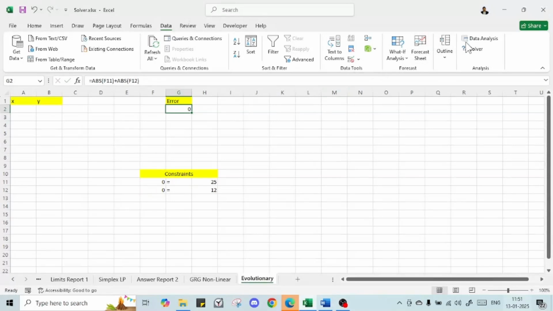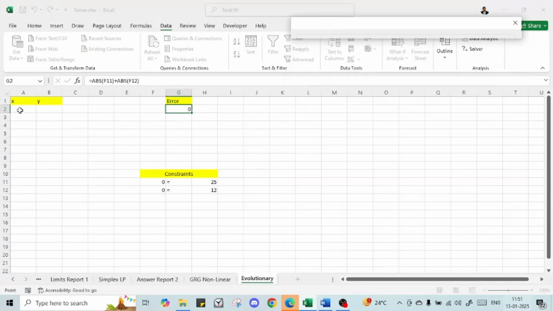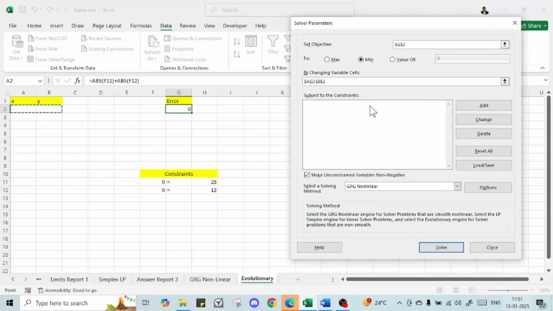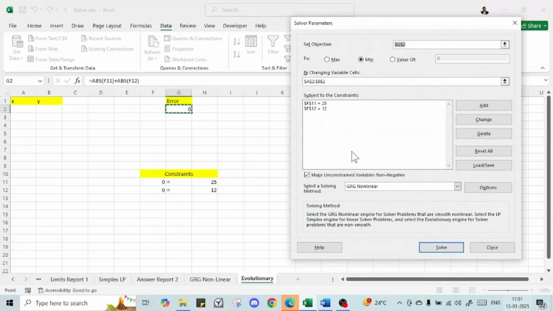So we click on error, click on Solver, and set the objective. The objective is to minimize the error by changing the variable cells. These are the two, but subject to constraints. Let's add the constraints. Cell reference equals 25. Add cell reference equals 12. Now click OK as we have added both of the constraints. And there is one more thing, but I cannot tell you about bounded and unbounded variables in a few minutes.